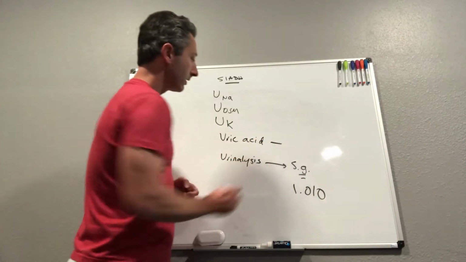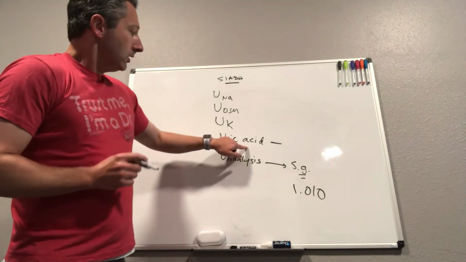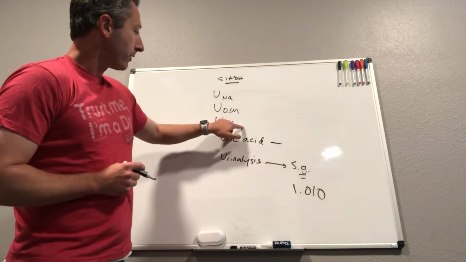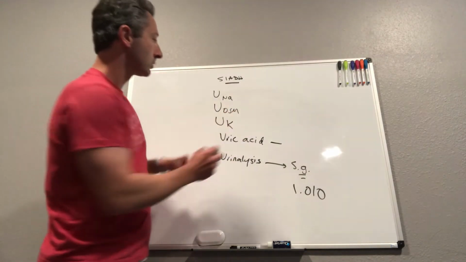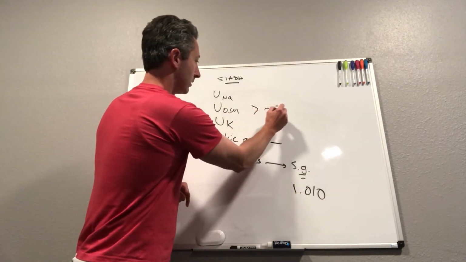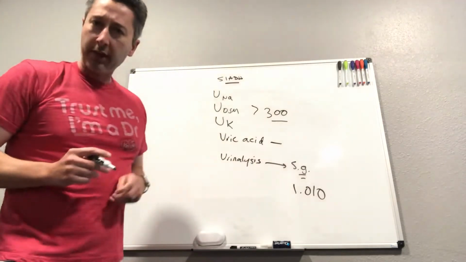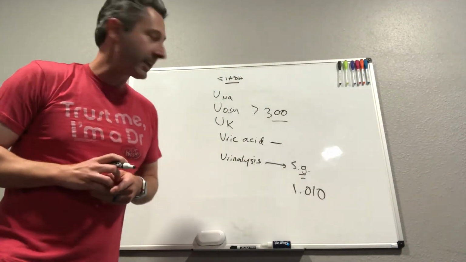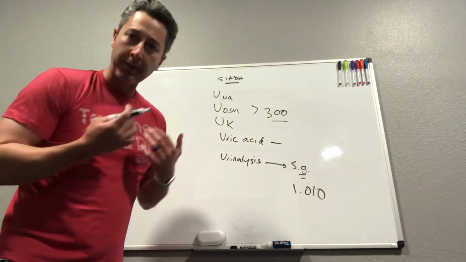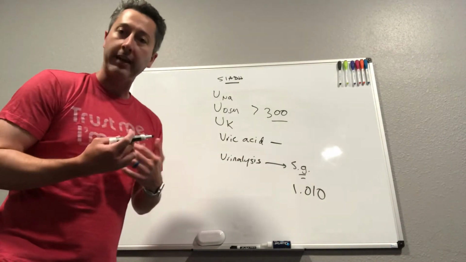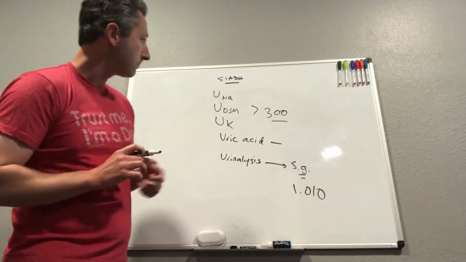Uric acid, we'll get to that in a second. Urine sodium and urine potassium, I'll show you all that, and a urine osmolality. Usually this is over 300 in settings of SIADH. Remember, in SIADH, from whatever the cause is, you're trying to pull in water. The kidneys are pulling in water inappropriately, okay?